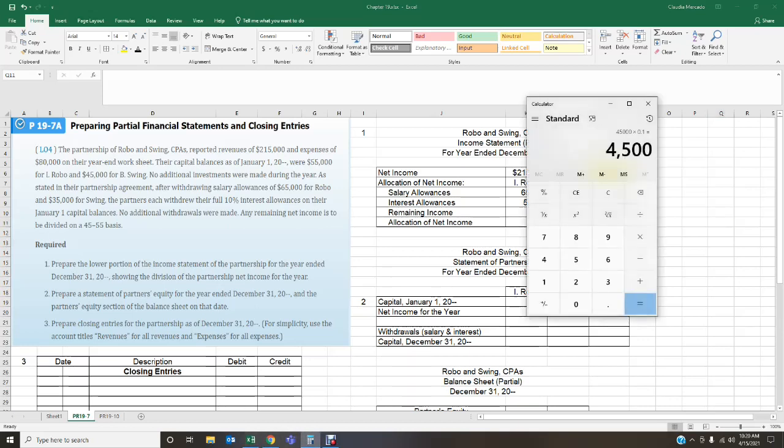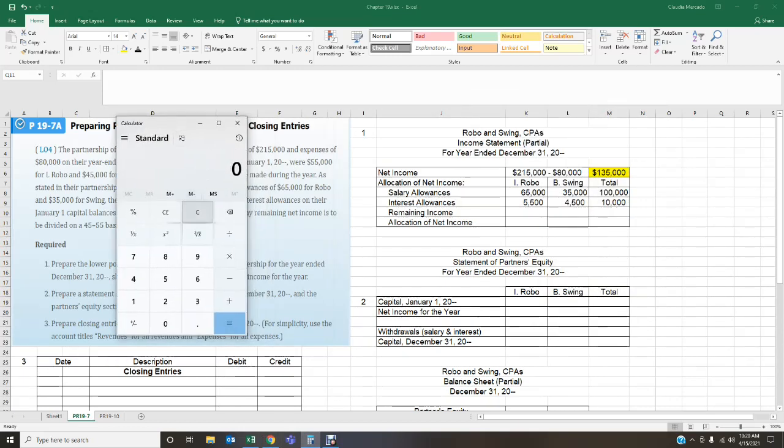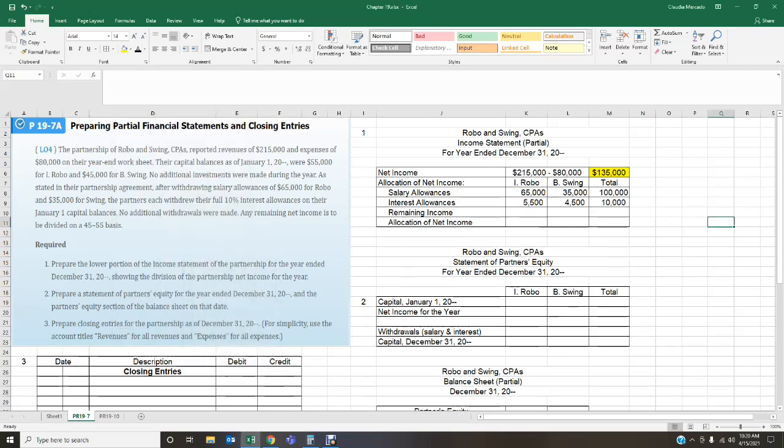So far, let's look at this. I paid $100,000 for salaries, then $10,000 for the interest allowance. That gives me $110,000. I had net income of $135,000. I still need to allocate $25,000 of income. Those $25,000 I'm pending to allocate will be on a 45-55 basis. So I know that I need to split $25,000 between the two of them.